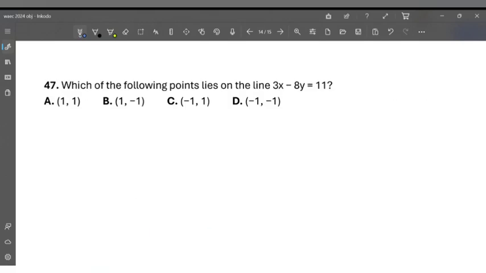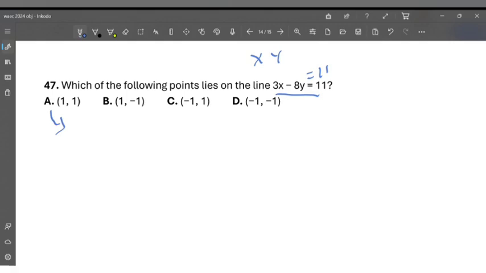So question number 47 says, which of the following points lie on the line 3x minus 8y equals 11? Now, if any of these points should lie on the line, that means that if you put the x and y coordinates into this equation, it should really be equal to 11. So this question is something like a trial and error method. So you can be putting the options into the question one by one to see if it's valid.